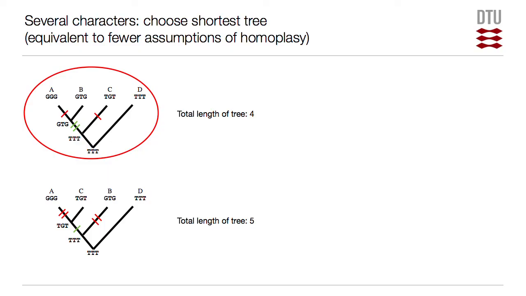We prefer the shorter tree, which is equivalent to assuming that homoplasy is rare. So we would rather assume 1 homoplasy than 2 homoplasies. That's the parsimony criterion here. And that's entirely equivalent, as I say, to finding the shortest tree. If we can find the tree that requires the fewest mutations, then that is the most parsimonious tree.